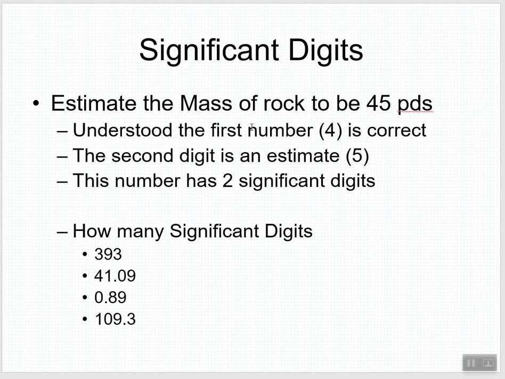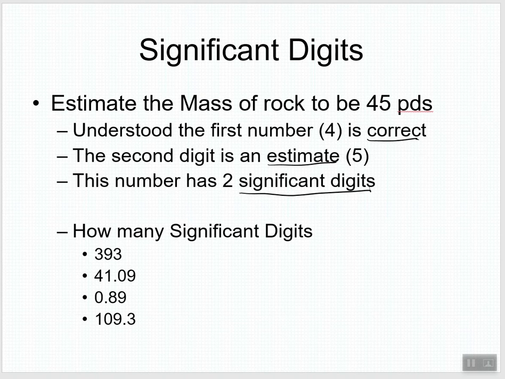Significant digits. Well, the first thing we have to do is determine how many significant digits are in a number. So in our first example, it says estimate the mass of a rock to be 45 pounds. It's understood the first number, 4, is correct. We know it's 40 something pounds. The second digit is an estimate. So we're estimating it to be 40 plus about another 5 pounds. So we would say this number has 2 significant digits. Anything that we know that is correct and estimated is a significant digit.